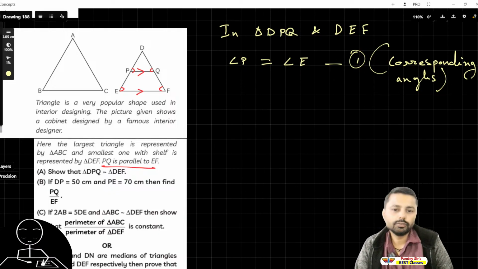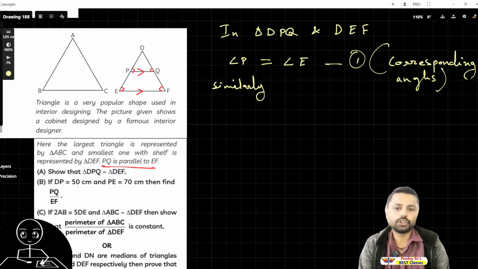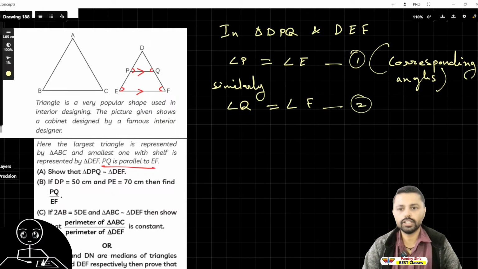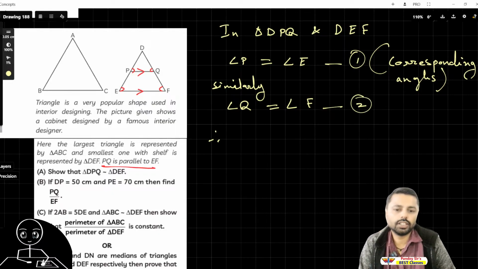And similarly, angle Q equal to angle F. Angle Q equal to angle F. Number two. Okay. Therefore, by AA similarity criteria, these two triangles are similar.